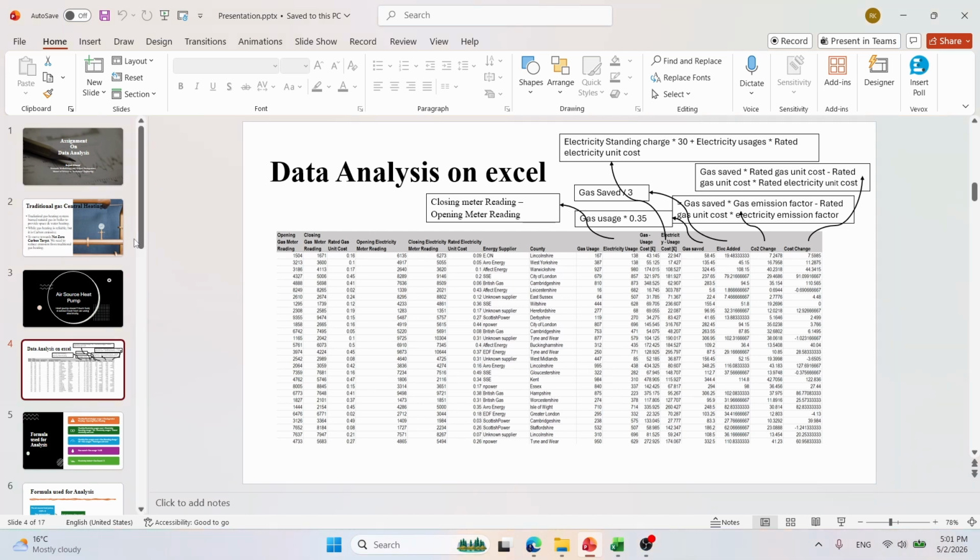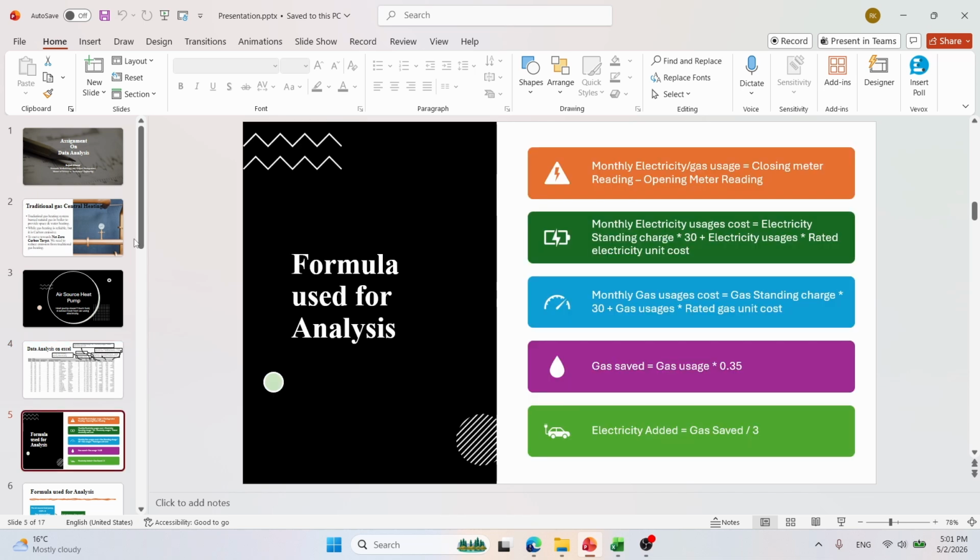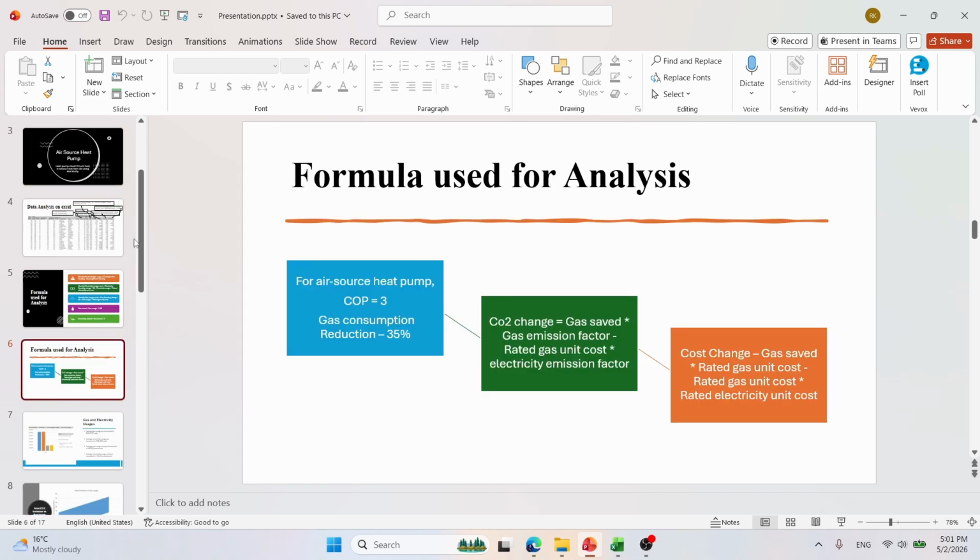So I calculate the electricity usage after our project, and the carbon dioxide emission and cost change. This is the formula that I added just now. Here we are using a heat source coefficient of 0.3, so gas consumption is reduced by 35% totally. So we calculate the carbon dioxide change and cost change.